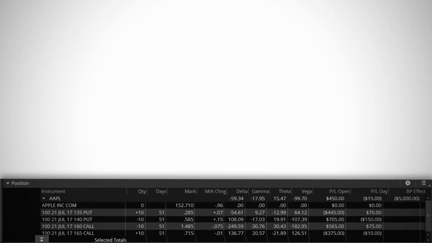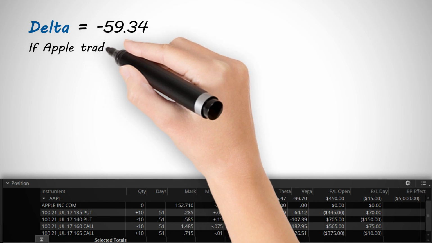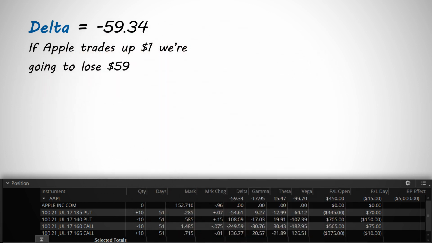Looking at this Apple position, which is made up of 4 different option strikes, we can see what each of our Greeks actually is per strike. But more importantly, we can see what our accumulative Greeks are for our whole Apple position. Our delta is currently negative 59.34. This means if Apple trades up $1, we're going to lose $59, and if Apple trades down $1, we're going to make $59.